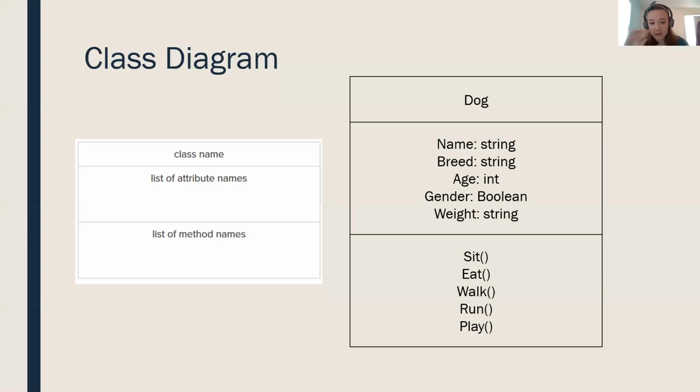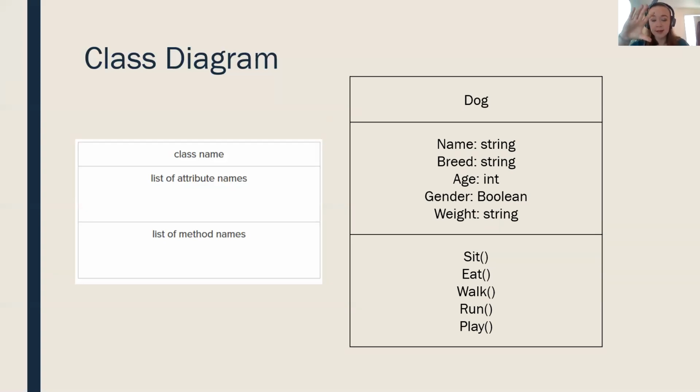Our attributes are things like name, breed, age, gender, and weight. There are obviously more than those, but those are the 5 I chose. Those are properties about the dog. Every dog should have a name, a breed, an age, a gender, and a weight. Obviously, in some cases that can vary, but for our purposes, each dog has those 5 attributes.